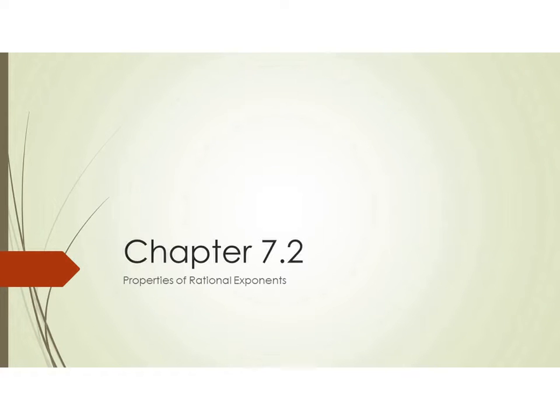Hey gang, today we're going to talk about chapter 7.2, which is properties of rational exponents. We might quickly recall that rational numbers are numbers that can be written as fractions, so these are going to be fraction exponents.